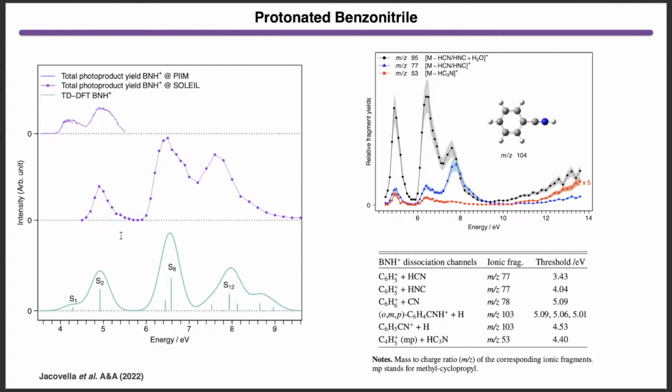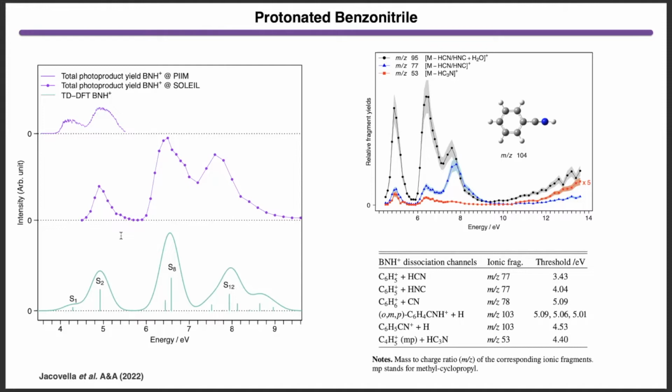And so here you can see the results at the PIM, using the cryo ion trap where they measure transitions to the S1 and S0 states. And here are the results from Soleil. Here it's a total photo product yield. So you basically take all the photofragmentation channels, sum them up, and plot them as a function of the photon energy excitation. Here's a DFT simulation that reproduces the spectrum fairly well. And here you can see a breakdown of the different channels.